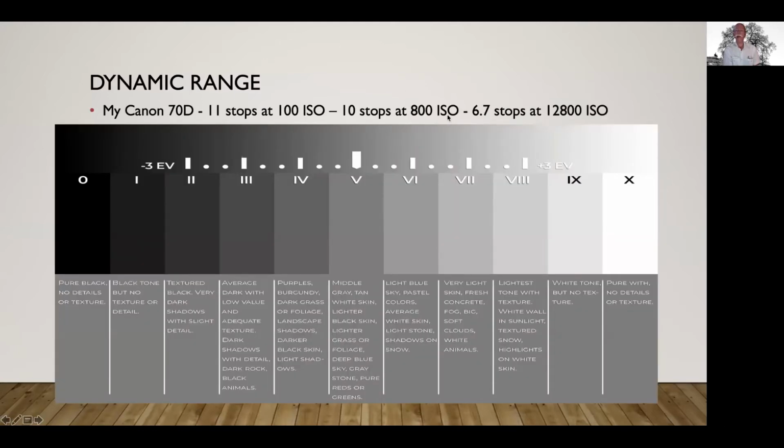So at 800 ISO, I've got 10 stops. But at 12,800, I'm really down on the number of stops that I have in the dynamic range.